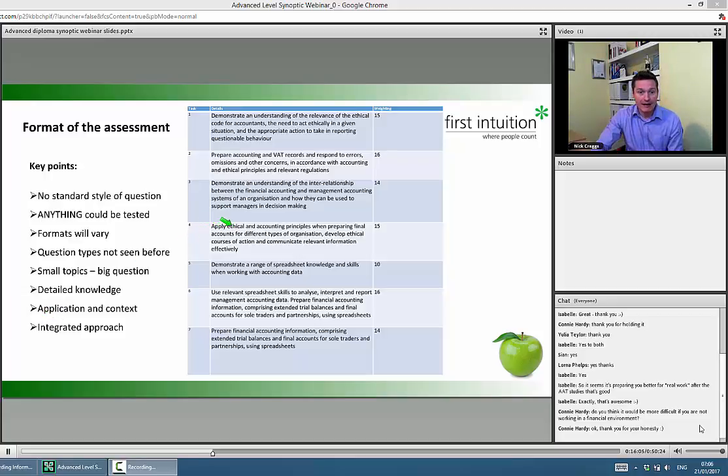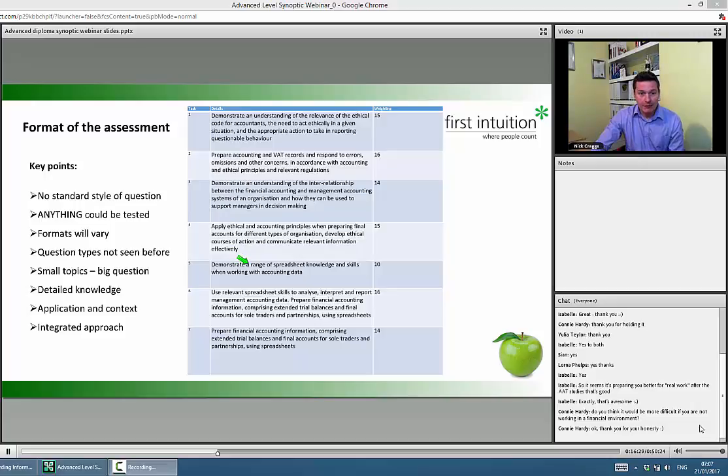And then obviously apply ethical and accounting principles when preparing final accounts for different types of organisation. Different organisations is a theme we see coming up quite a lot. So that's more advisory about limited companies, sole traders and partnerships. So that is something that we see that terminology used quite a lot. It seems indicative that that's going to be quite a common theme.